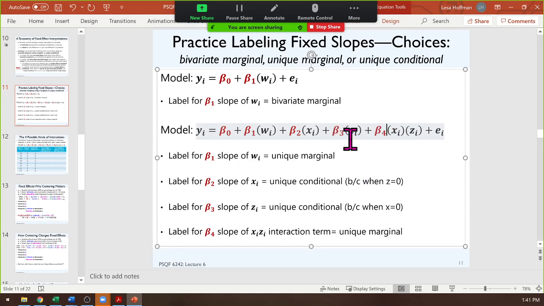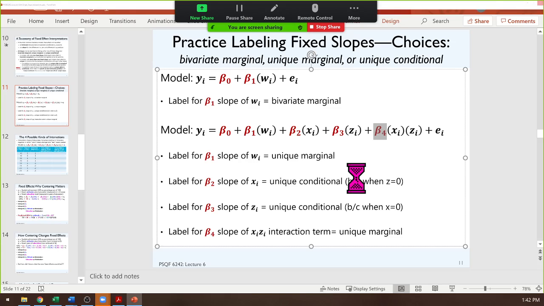And the job of this interaction term does two things at the same time. It talks about how the effect of x changes as a function of z, and it talks about how the effect of z changes as a function of x. Either way is correct. And so we'll get a chance to practice that next time.